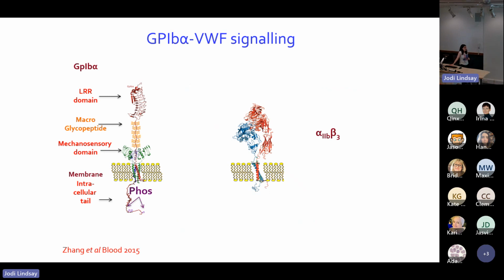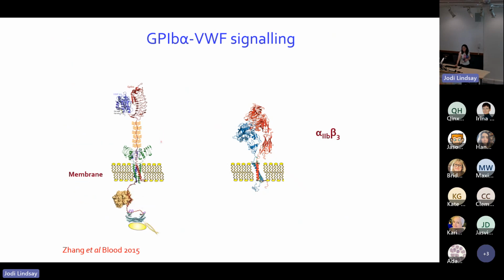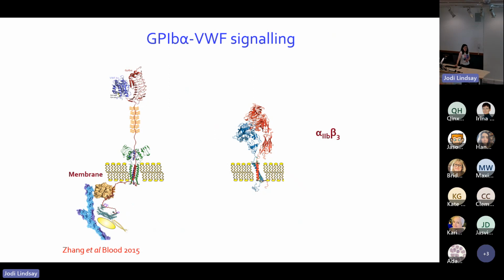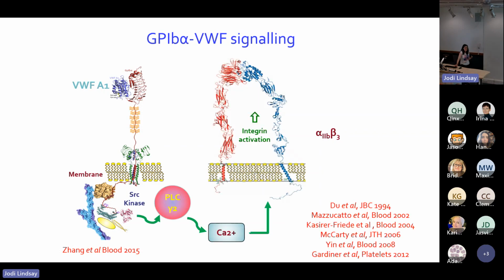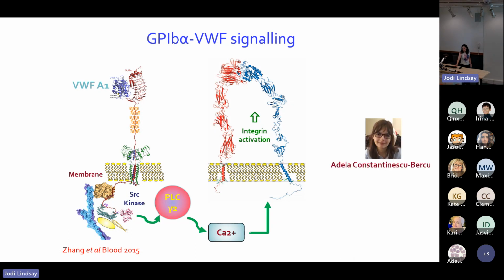And indeed, the GP1B alpha VWF interaction is capable of signaling. When VWF binds to GP1B alpha, the shear forces of the blood pull the mechanosensory domain and trigger intracellular downstream signaling events, leading to the activation of SRC kinases and phospholipase C gamma 2. There is release of calcium from the intracellular stores, and finally, activation of alpha 2B beta 3.